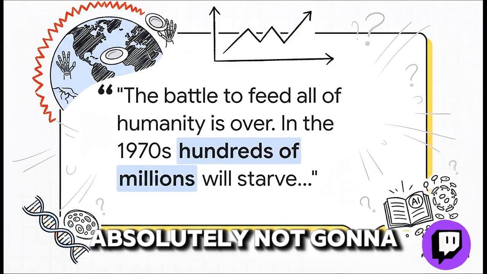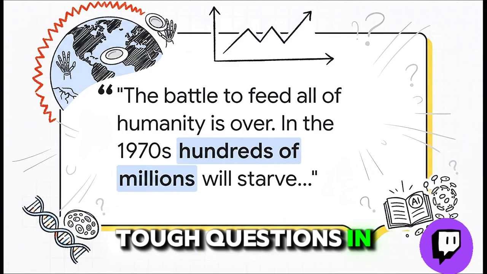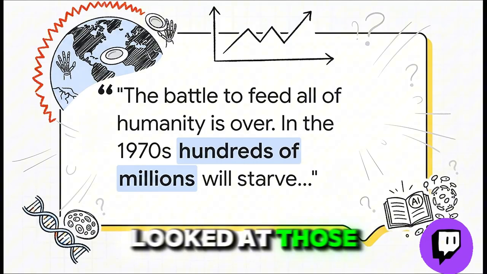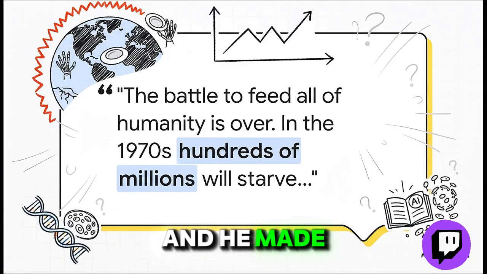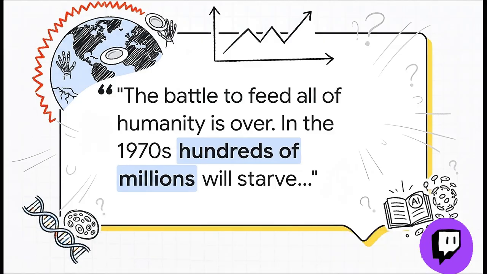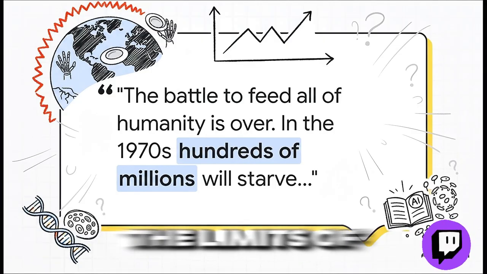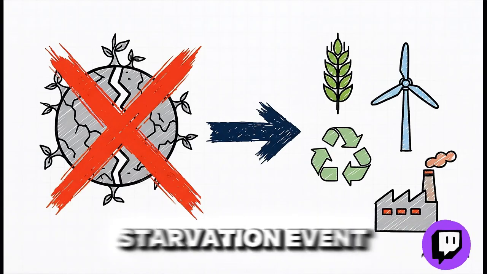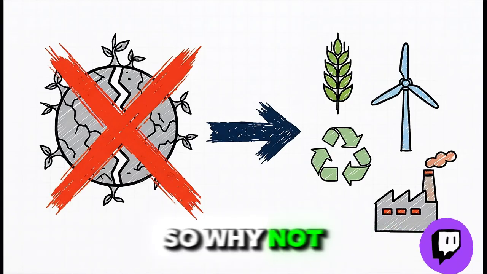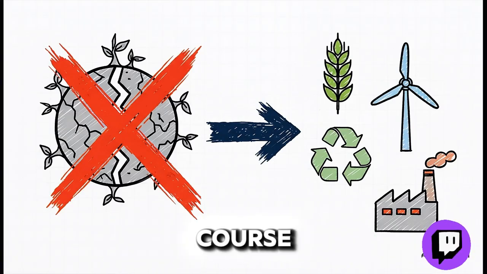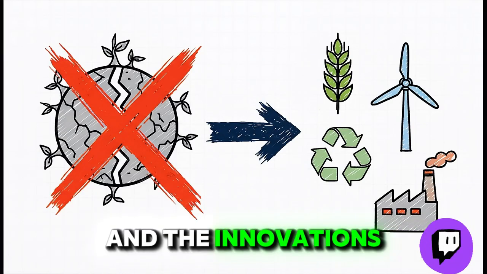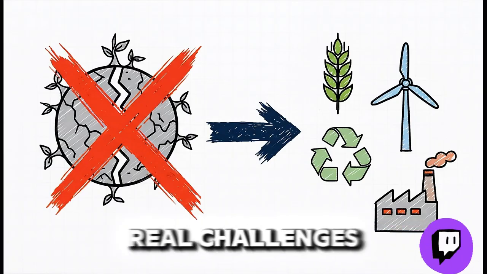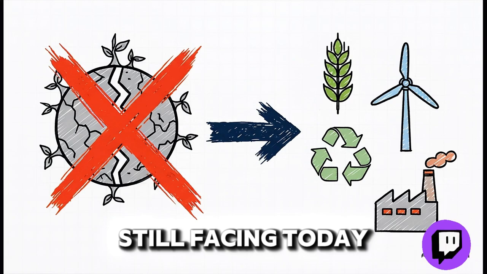And we are absolutely not going to shy away from the big, tough questions. In 1968, a very well-respected biologist looked at those population growth curves we saw, and he made this terrifying prediction. It was a massive warning about the limits of our planet. But here's the thing, that massive starvation event, it never actually happened. So why not? Well, in this course, you're going to learn about the science and the innovations that completely changed that story. And you'll also see the very real challenges that we are still facing today.